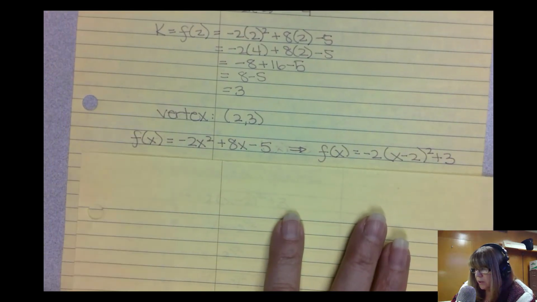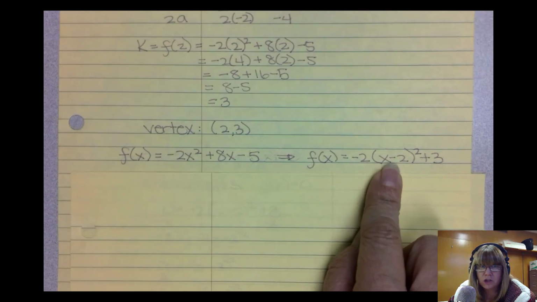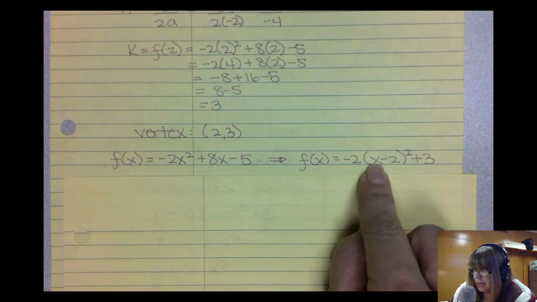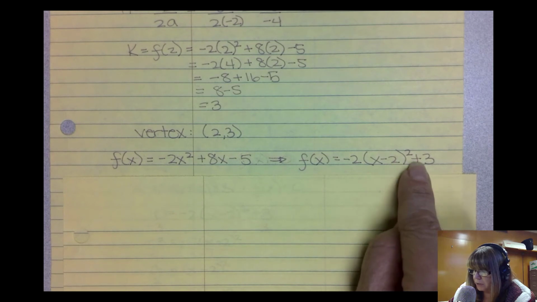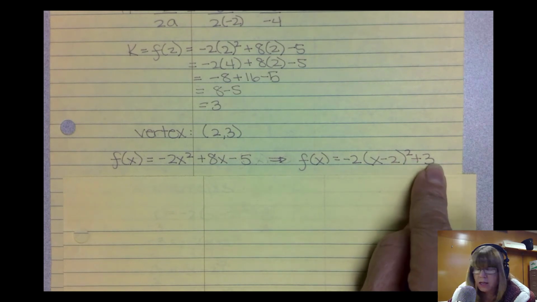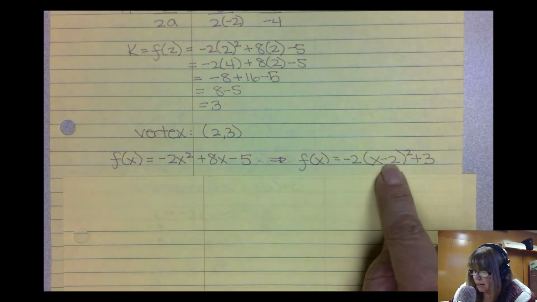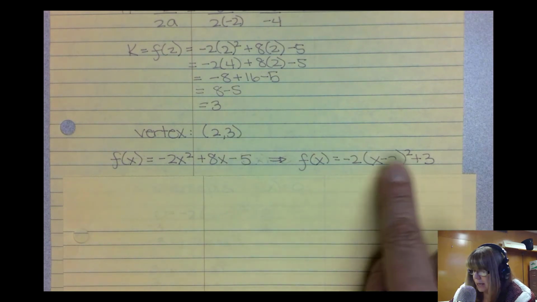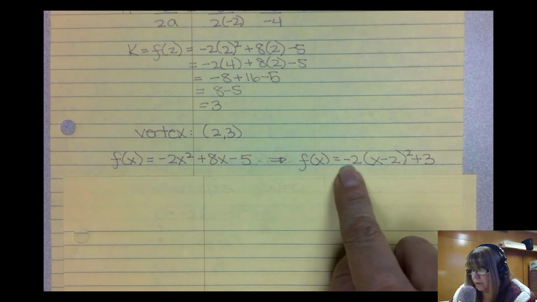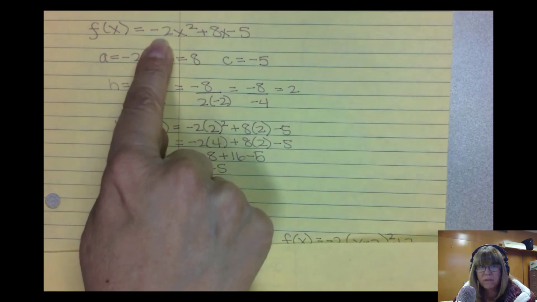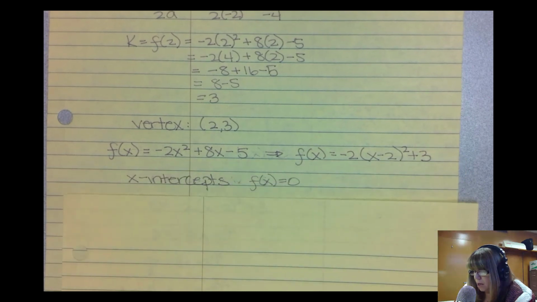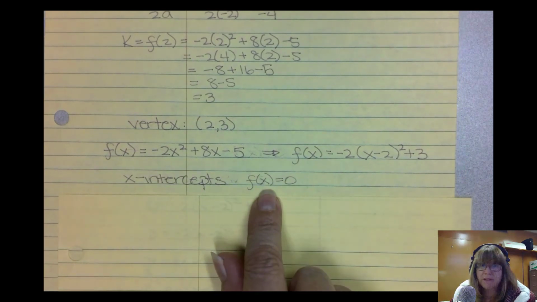Okay, so here's our new function written in the new format. Negative 2 times x minus 2 all squared plus 3. How did I get that? I put my h in where h goes, my 3 goes in where my k went, and this is my a value, which is just the coefficient of our x squared. All right, okay. Our x-intercepts are when our f of x equals 0.